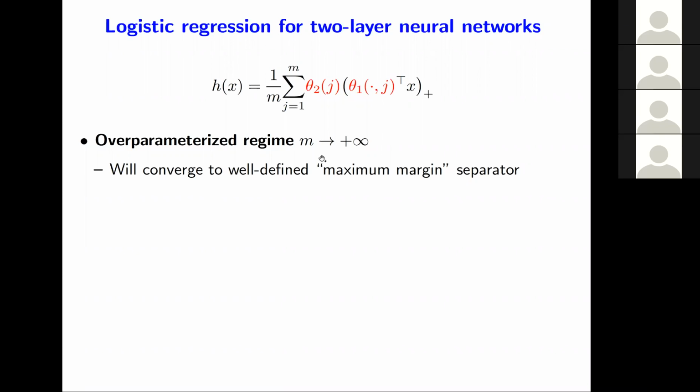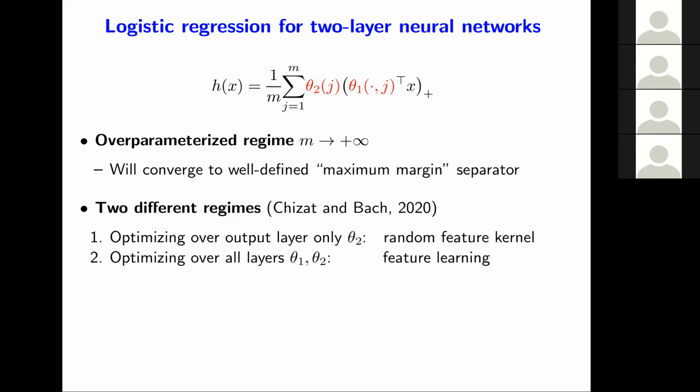This is also joint work with Lénaïc Chizat from this year. We're going to consider two setups: one which is only optimizing over the last layer, and one optimizing over the two layers. And we'll see two different behaviors.